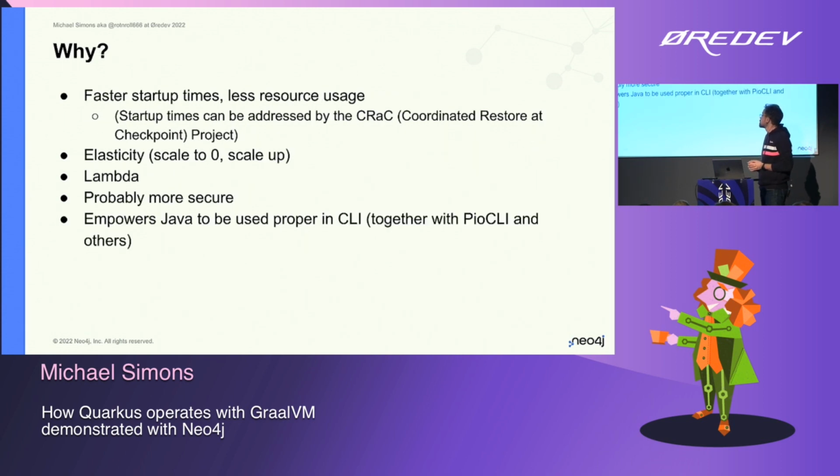And leaving you with the why. Faster startup times are a big factor. If you have big cloud deployments and want to save money, you want to scale to 0. That has not been that easy with pure JVM mode. This can be a reason to do this. If you want to run this in Lambda, it can make Java feasible for Lambda. It's probably a bit more secure.